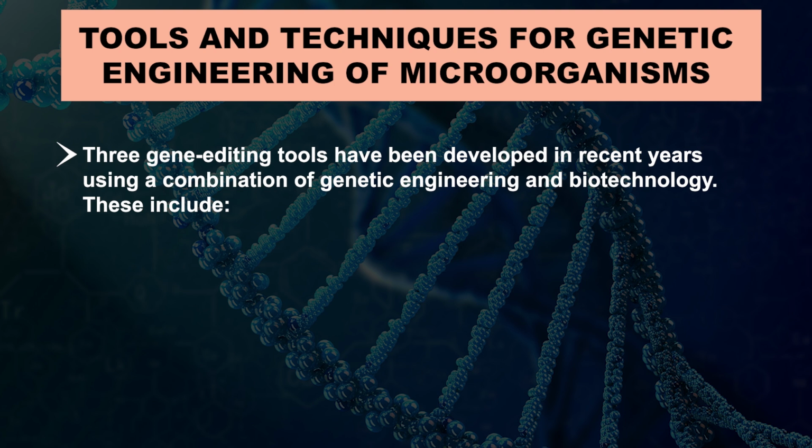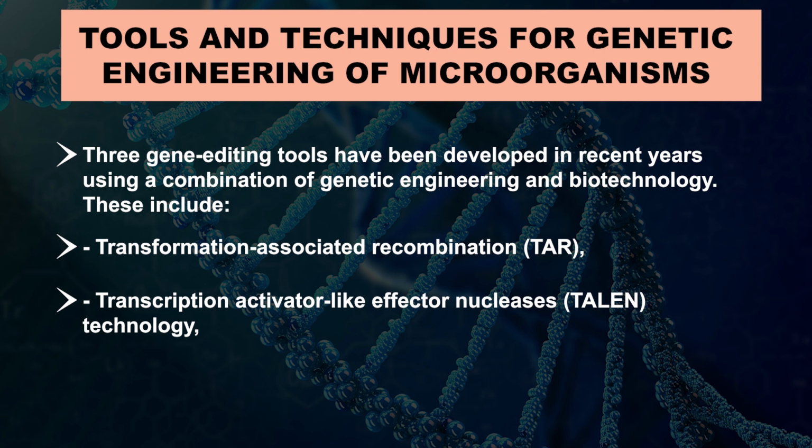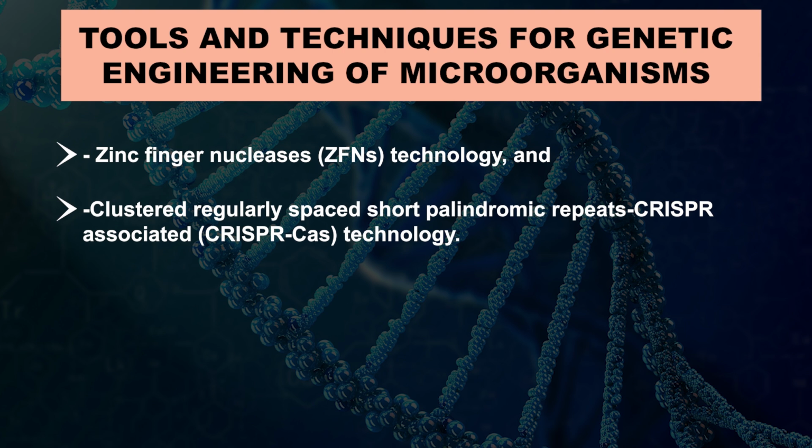Three gene editing tools have been developed in recent years using a combination of genetic engineering and biotechnology. These include transformation associated recombination, which is also called TAR. Second one is transcription activator-like effector nuclease, which is also called TALEN technology. Next one is zinc finger nuclease, ZFNs technology, and the last one is clustered regularly interspaced short palindromic repeats, which is also called CRISPR-associated or CRISPR-Cas technology.